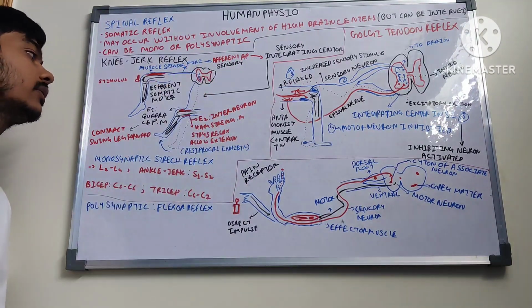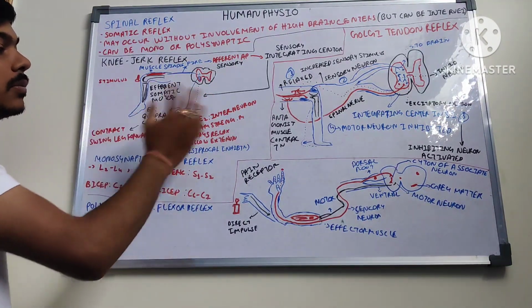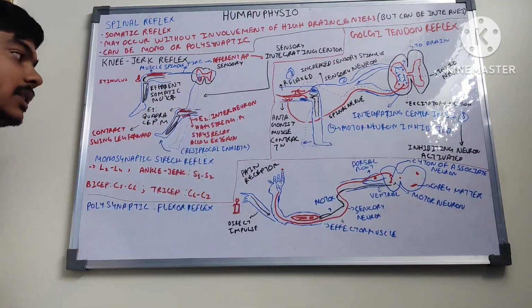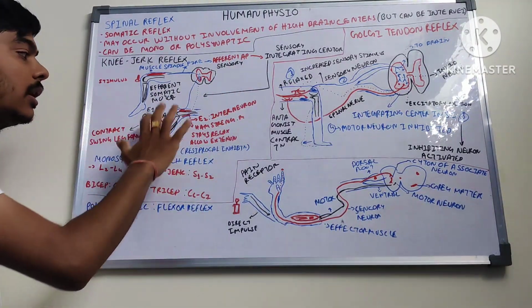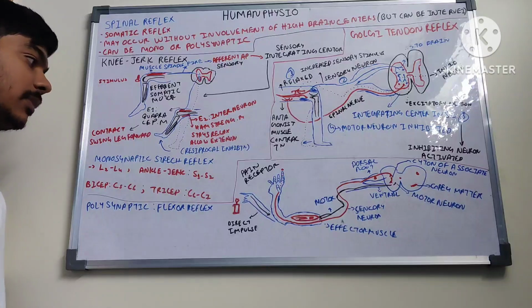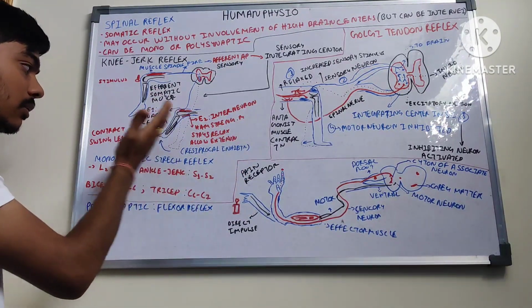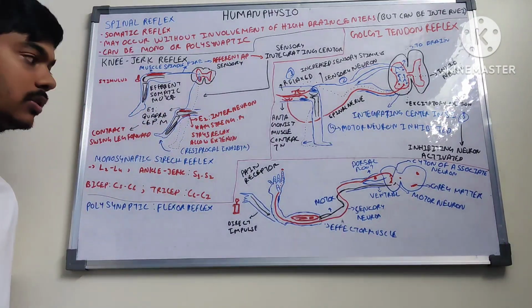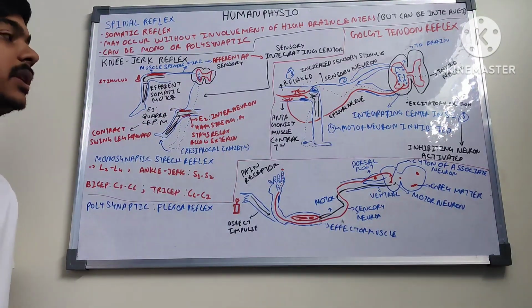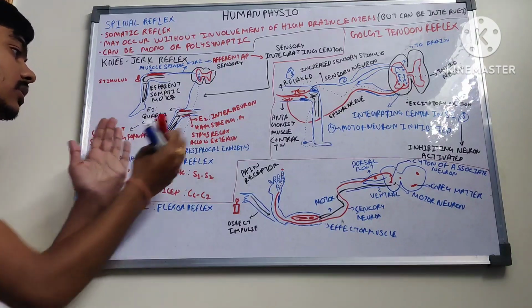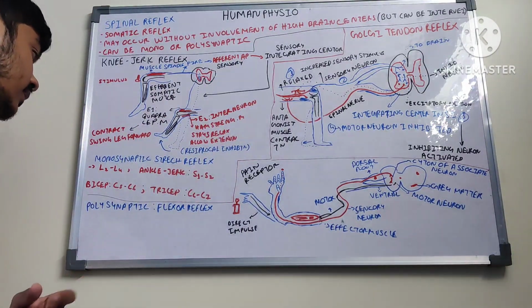So this was the agonist where contraction has taken place. In response to that, the antagonist relaxation is taking place. So simultaneously contraction and relaxation is taking place. That is what is called a reciprocal inhibition. So in order to counter this contraction, relaxation is produced. If both contract, then the leg stays in the same place, right? The leg is not moving at all. So this is called a reciprocal inhibition. I hope you guys have understood.